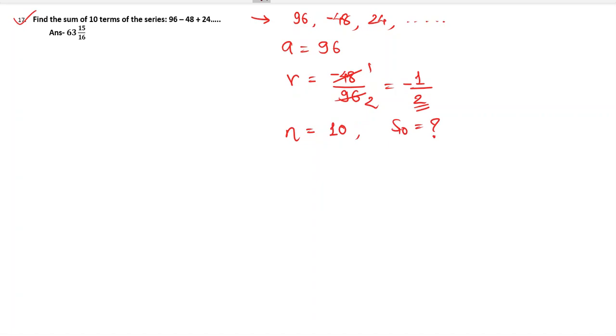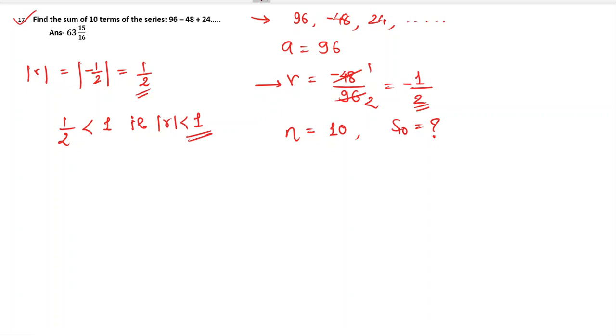Okay. Now let me draw your attention to the value of r. What is mod of r? Mod of r is nothing but mod of minus 1 by 2, which is 1 by 2. Anything you put inside the mod becomes positive. So mod of r is plus 1 by 2. Now what is plus 1 by 2? Here 1 by 2 is smaller than 1. That is, mod of r is smaller than 1.